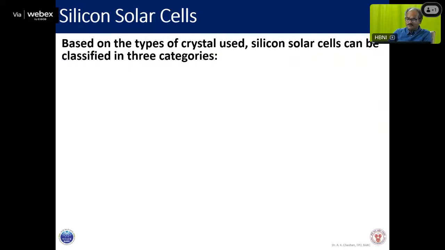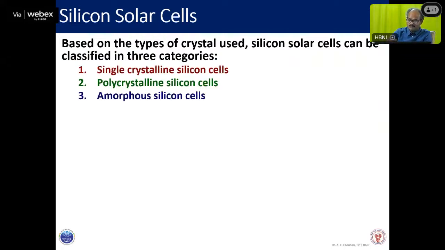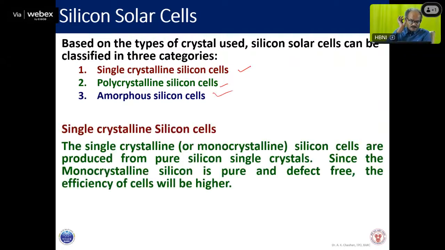So based on the types of crystal used, silicon solar cells can be classified into 3 categories. Number 1 is single crystalline silicon solar cell, then polycrystalline silicon solar cell, and amorphous silicon solar cell. Single crystalline or monocrystalline silicon cells are produced from pure silicon single crystals. So you have a large pure single crystal, make wafers from that, and the wafers are usually less than 1 millimeter thick, and that is used for making solar cells.